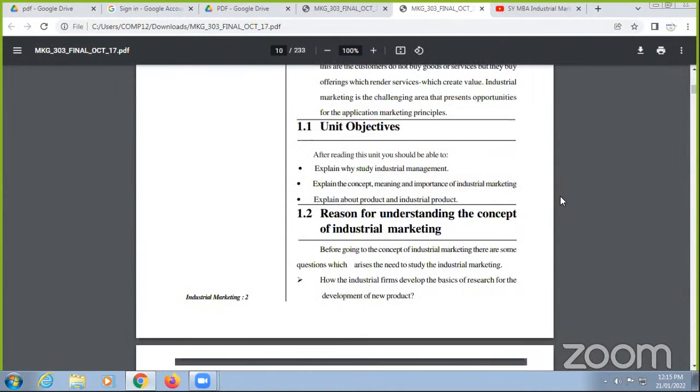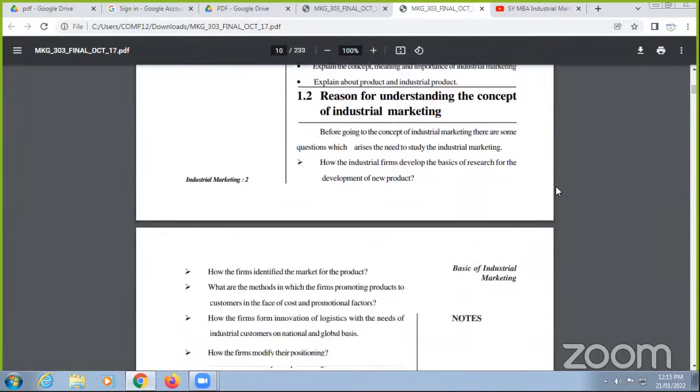In this chapter, the main objectives are: first, to explain the study of industrial marketing. Second, to explain the concept, meaning and importance of industrial marketing. And third, to explain product and industrial product.